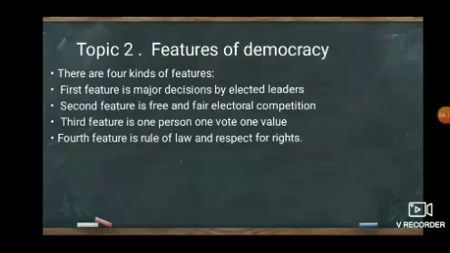Each citizen, whether rich or poor, literate or illiterate, should get the right to vote. In a democracy, each adult citizen must have one vote and each vote must have one value. Then the fourth point is rule of law and respect for rights.